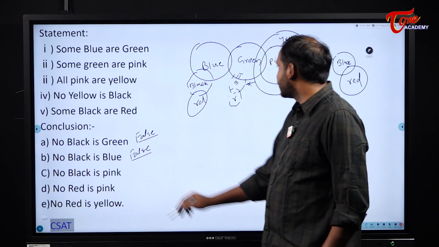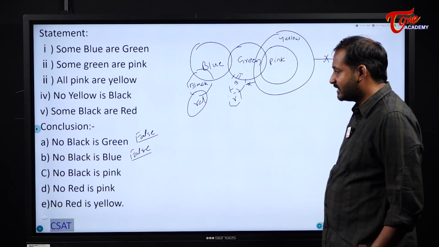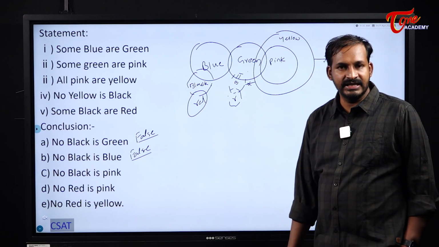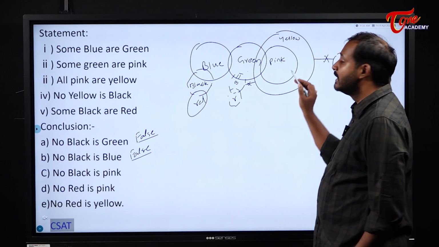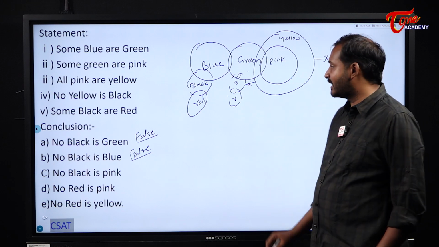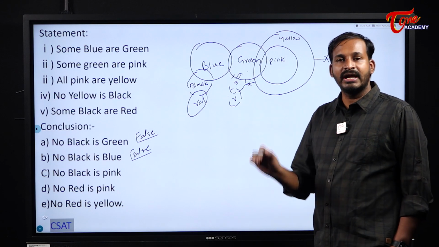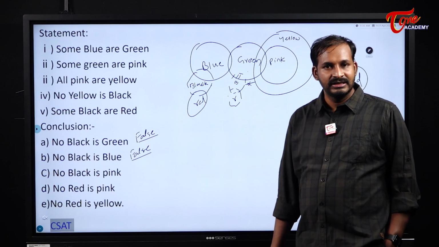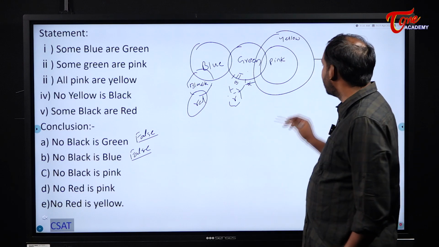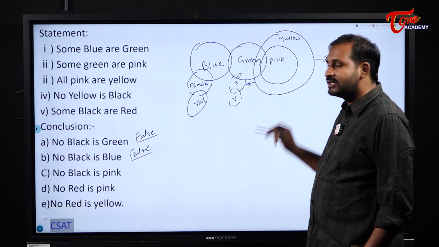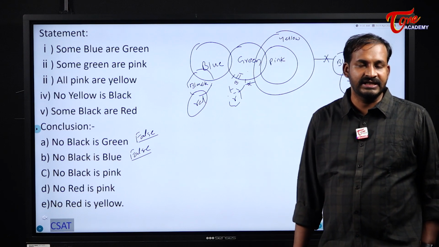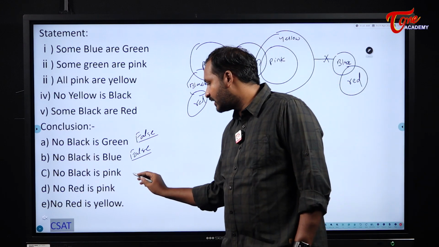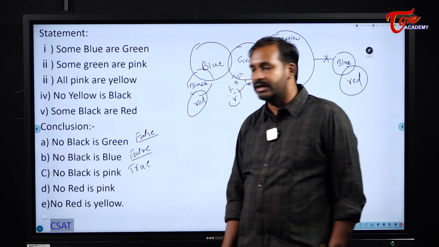Next, no black is pink. Now see here, in the basic diagram, is there any relation between black and pink? No, there is no relation between black and pink. So that is true. Now I will try to make it false by drawing an alternate. Can I draw black with pink here, students? No. If I try to draw black with pink, obviously black will intersect with yellow, which is against my given statement. So I don't have any other choice. I cannot draw the alternate diagram. So I will mark that as true only.